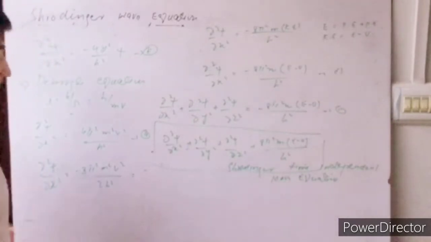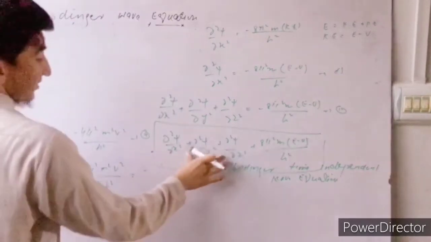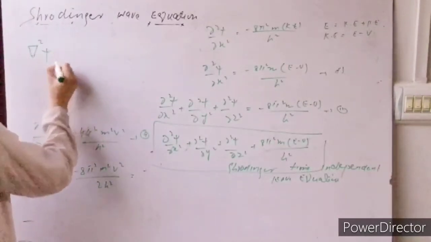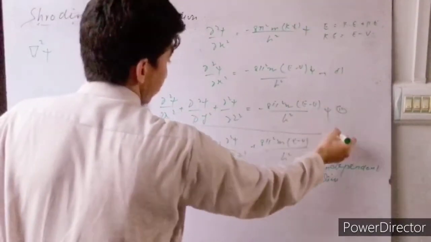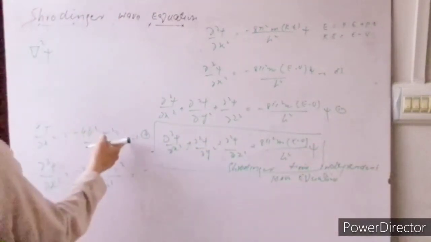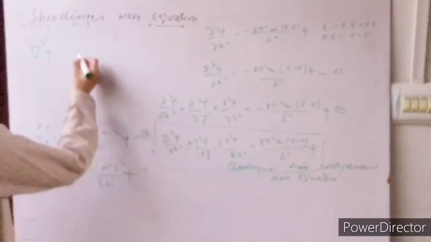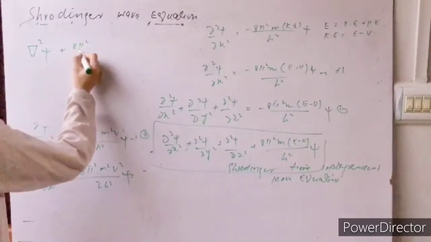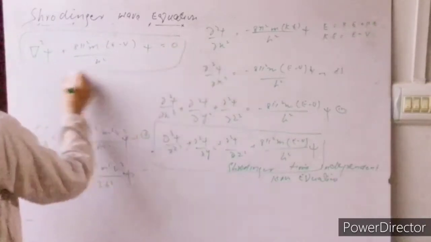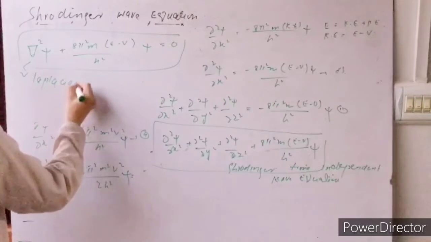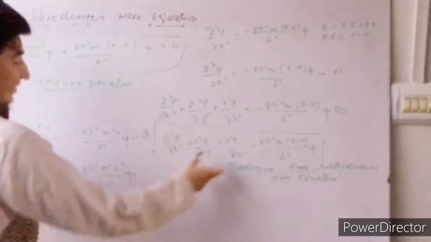This equation can be written as, let me erase this side, this complete operator is equal to del square psi. Here is psi also, and here is also psi, because in the first case there is a psi, so don't forget the psi. This del square psi plus 8 pi square m into E minus V divided by h square into psi equals 0. This term is called the Laplacian operator. This is the replacement of x, y and z.